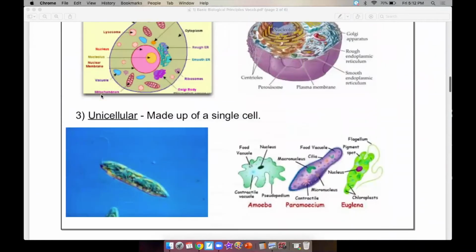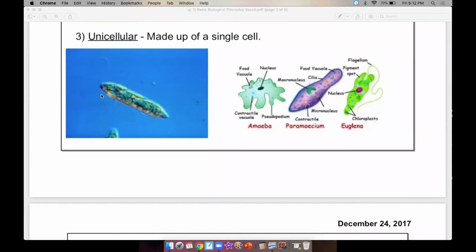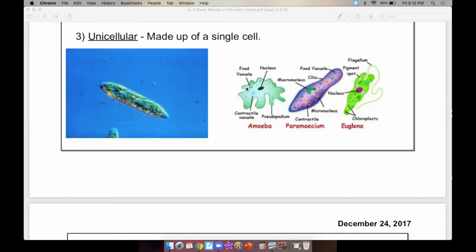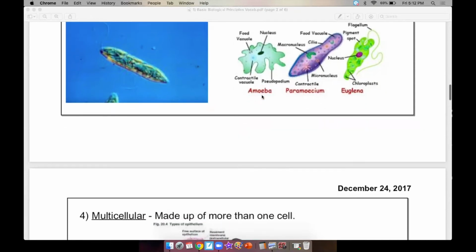Small organ. All right, this is going to be a little bit faster. Unicellular. Uni means one. Cellular. So one cell, made up of one single cell. You are looking at an amoeba, paramecium, euglena. I'm sure I mispronounced that one. Euglena. These are single-celled organisms. This is the entire body of the amoeba, the one cell. That's all it is.